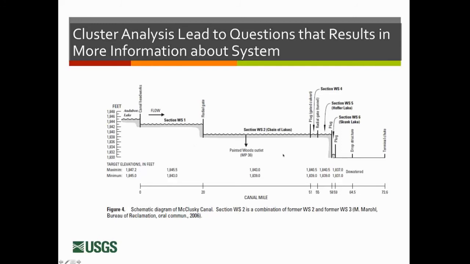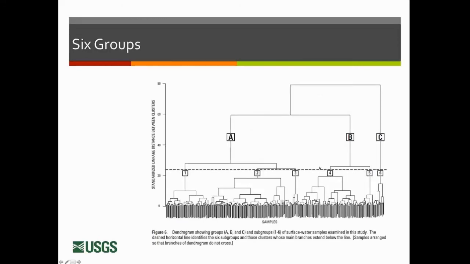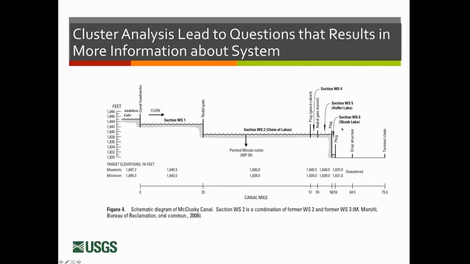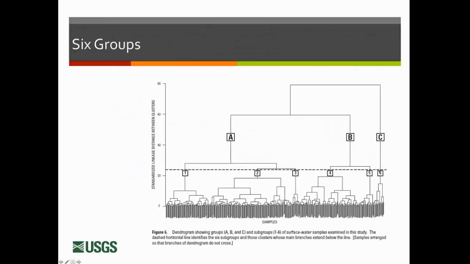And my cluster groups matched really well with these sections of the canals, particularly this group 6 that was very different from the rest and didn't cluster until the final step, is what is colloquially known as Skunk Lake. Basically a stagnant pond at the end of the canal. There's no freshening program. It smells really bad, and that explains this.